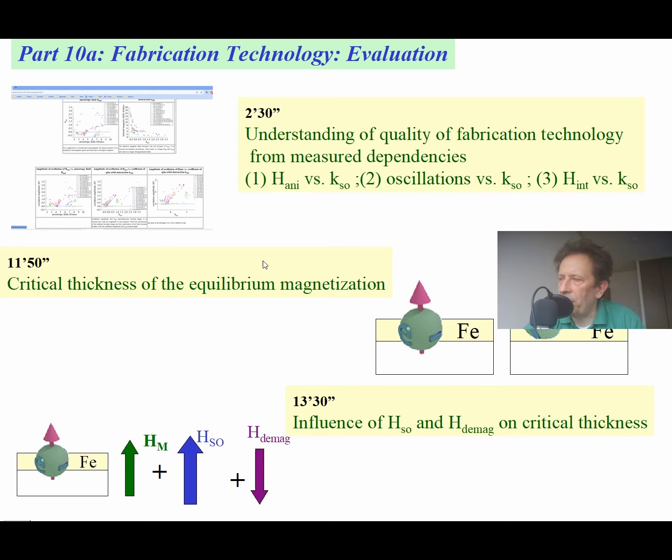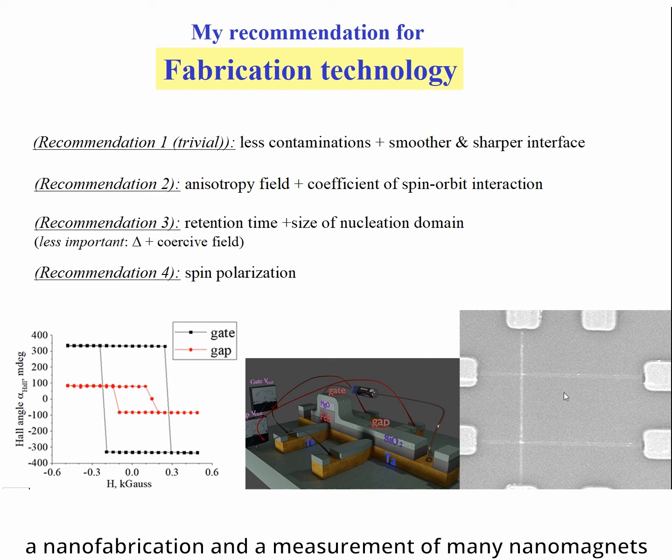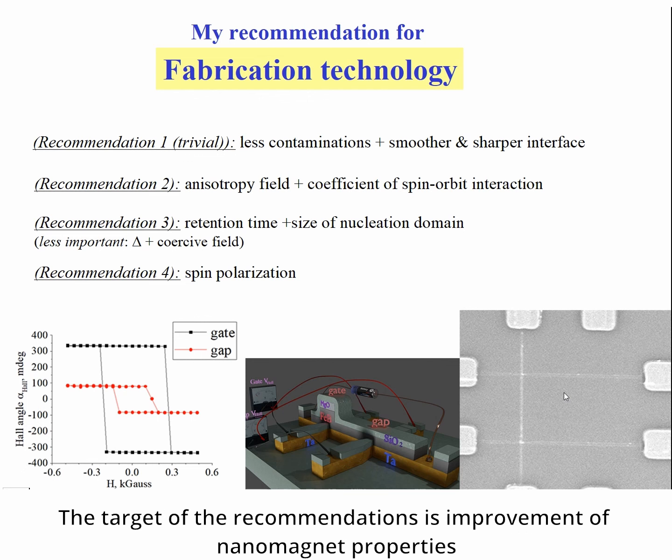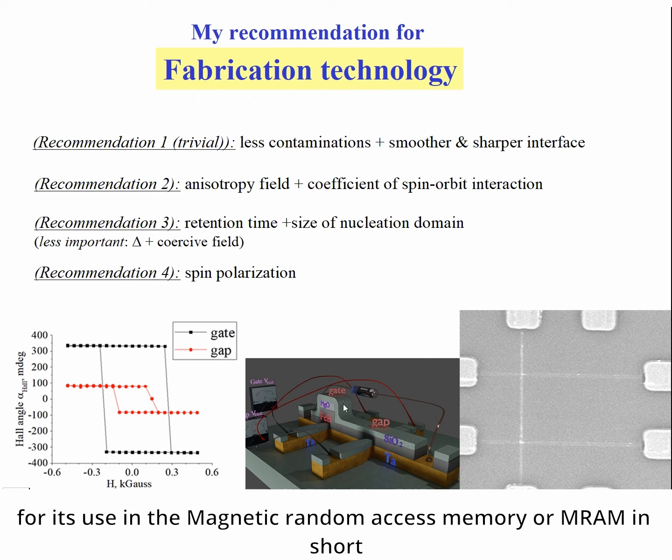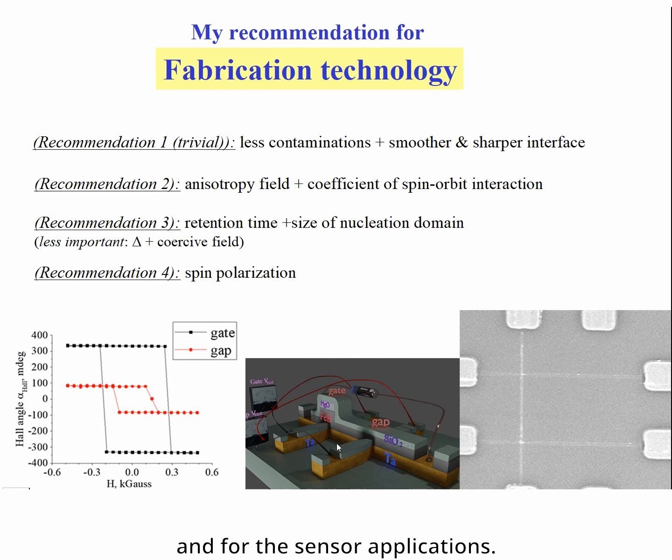Finally, I would like to give a few of my recommendations for fabrication technology of nanomagnets. The recommendations are based on my personal experience for growth and nanofabrication and measurement of many nanomagnets. The target of the recommendation is improvement of nanomagnet properties for its use in the magnetic random access memory, or MRAM in short, and for the sensor applications.